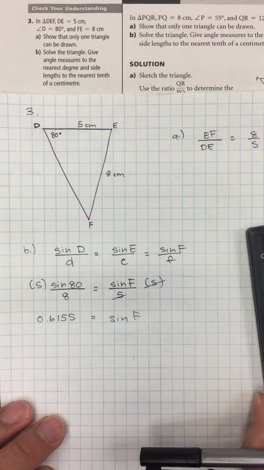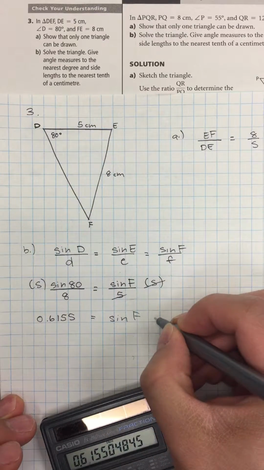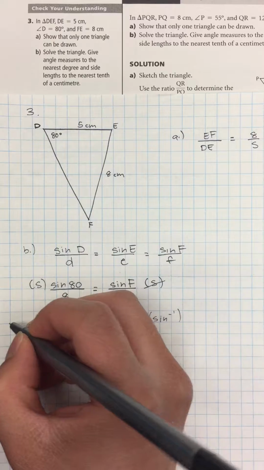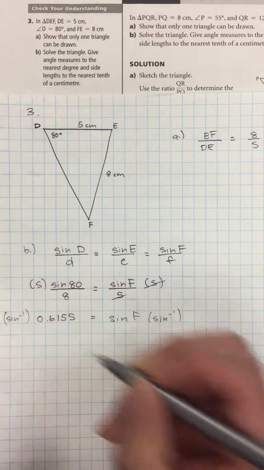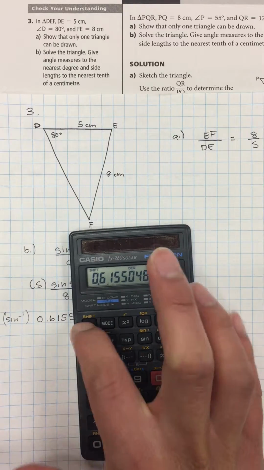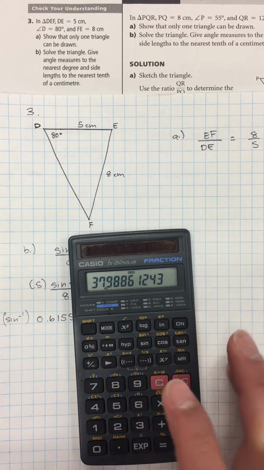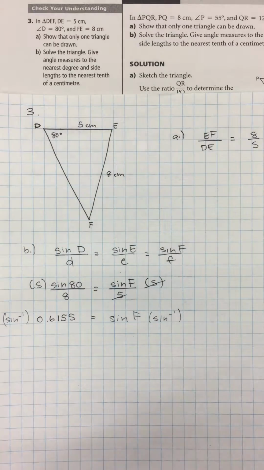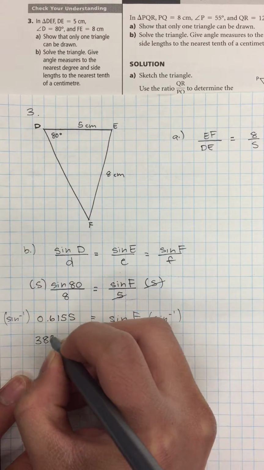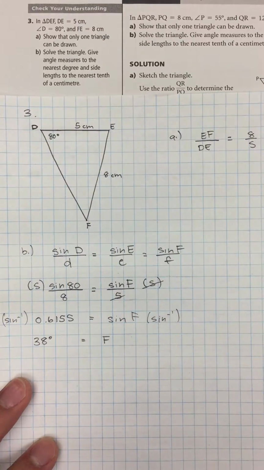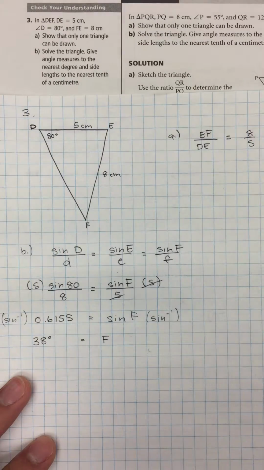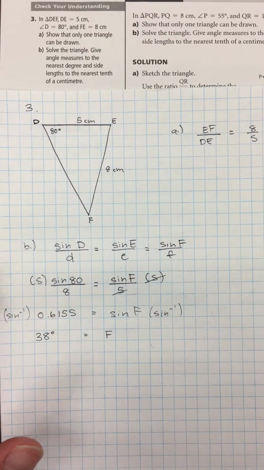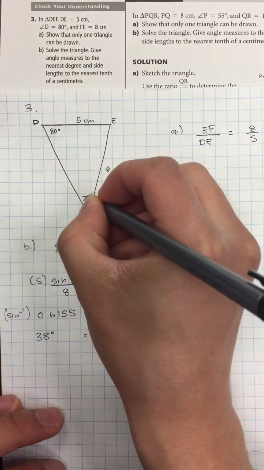Now remember, to find the angle, you gotta do the inverse. So let's just show the inverses. So on my calculator, I'm gonna hit Shift, sine inverse, and it gets me, let's go 38 degrees. So I just rounded that number up. And now, we know that angle F is 38.